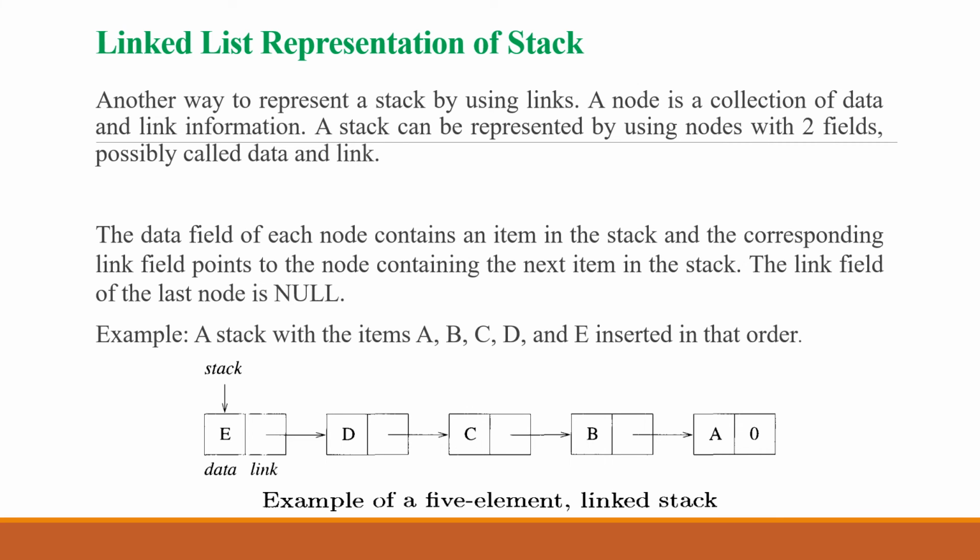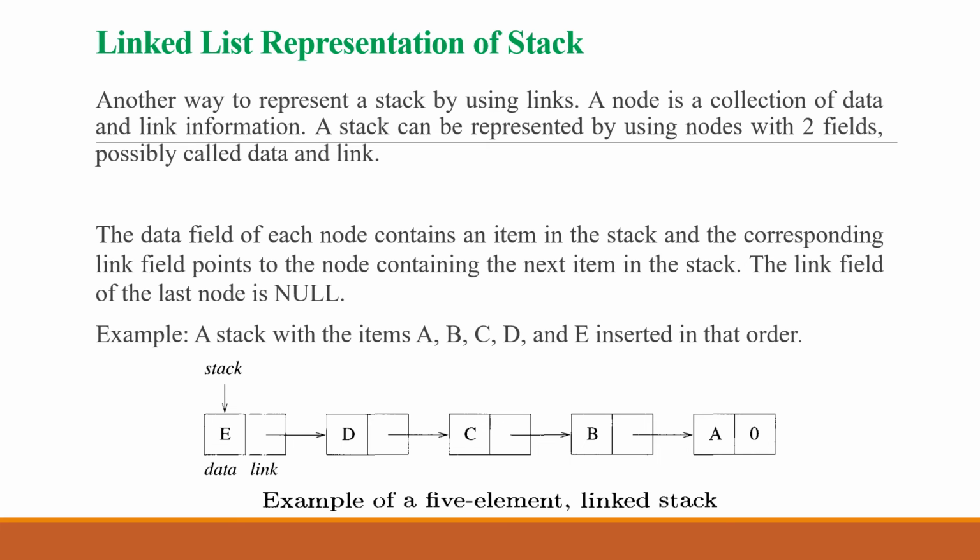Then the second representation is the linked list representation of a stack. Another way to represent a stack is by using a linked list. Here the node is a collection of data and link information. A stack can be represented using nodes with two fields: a data field and a link field. The data field of each node contains an item or information in the stack, and the corresponding link field points to the next node containing the next item in the stack. The link field of the last node is represented as null.